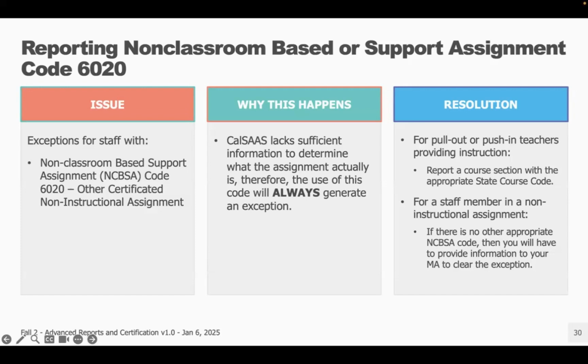So the solution is for your pull-out or push-in teachers providing instruction, report a course section with the appropriate state course code. For staff in non-instructional assignment, if there's no other appropriate non-classroom based assignment codes, then you will have to provide information to your MA to clear the exception. And also, because we have the new non-classroom based assignment codes, that may help also. You would be using one of those where appropriate instead of the 6020 to avoid the misassignment exceptions.